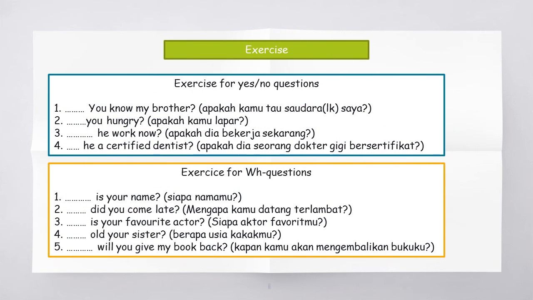Okay, I have an exercise for you. The first exercise is for yes or no questions. Number 1: blank blank blank you know my brother? What is the answer?